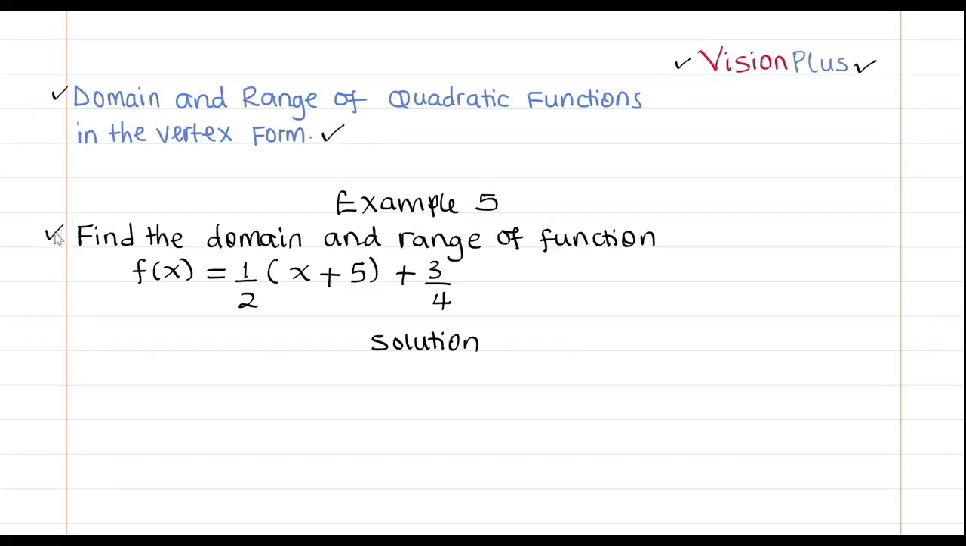Example 5 says, find the domain and the range of the function f of x equals a half times (x plus 5) squared plus 3 over 4. This is squared here in the vertex form. I did not copy it well, but there is a square there.